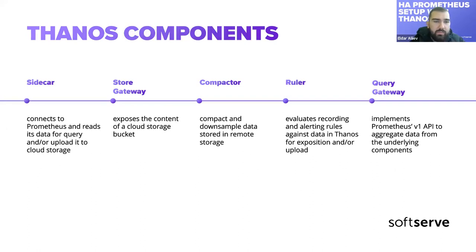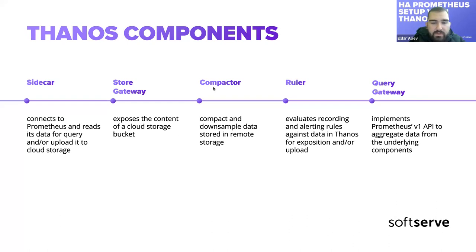What are actually the main components? We have the sidecar. The sidecar is the container or the agent that is installed together with Prometheus, and it allows you to query the Prometheus data, and also it grabs the data collected by Prometheus and sends it to some persistent storage like S3, as I mentioned before. It uses the storage gateway for that. The storage gateway is a service that standardizes the storage interfaces and allows you to control the data in your persistent storage in the same way, for compatibility.